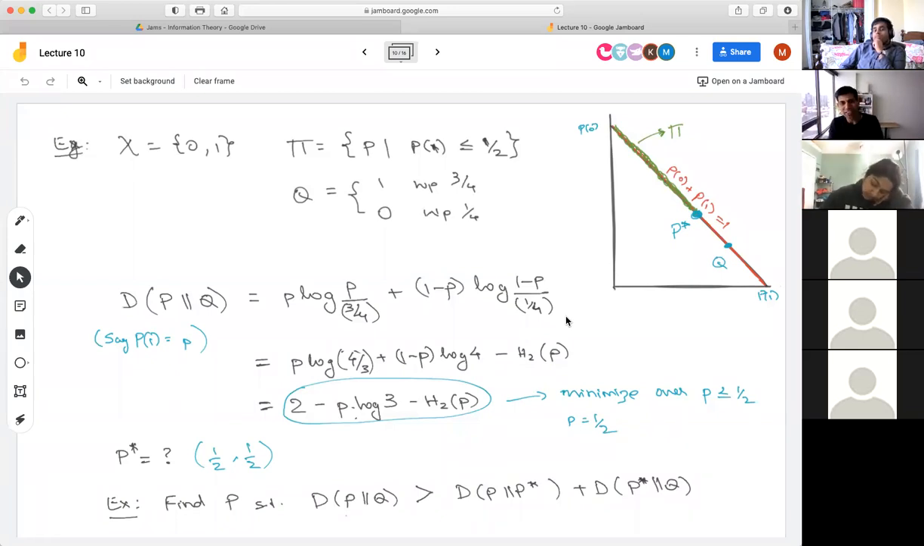But just check that over this set, you can show that the inequality is strict. The greater than or equal to can actually be a greater than. So find a p inside this set, in pi, which shows that this inequality is strict. That I will leave as an exercise. Okay. Any questions about the example?